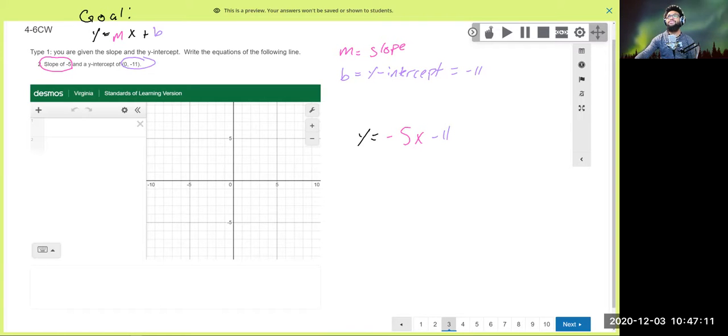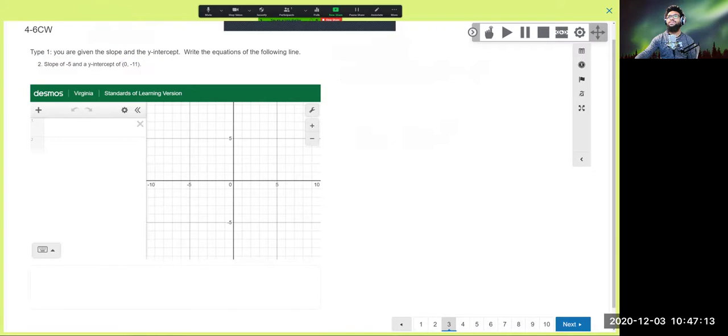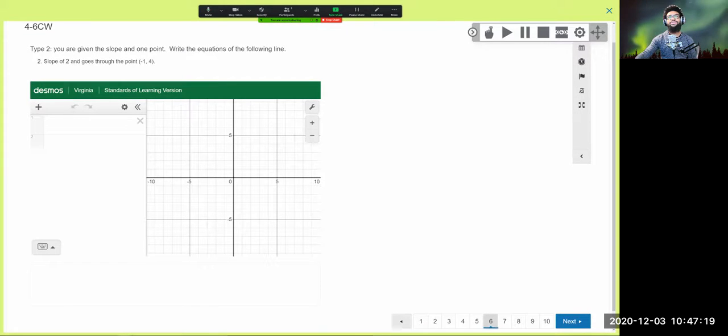Next question we're going to cover, I'm going to clear these drawings. Next question we're going to cover is number 6. Number 6 is type 2. So if you want to refer back to the 4-6 notes, you can use that to help you out.